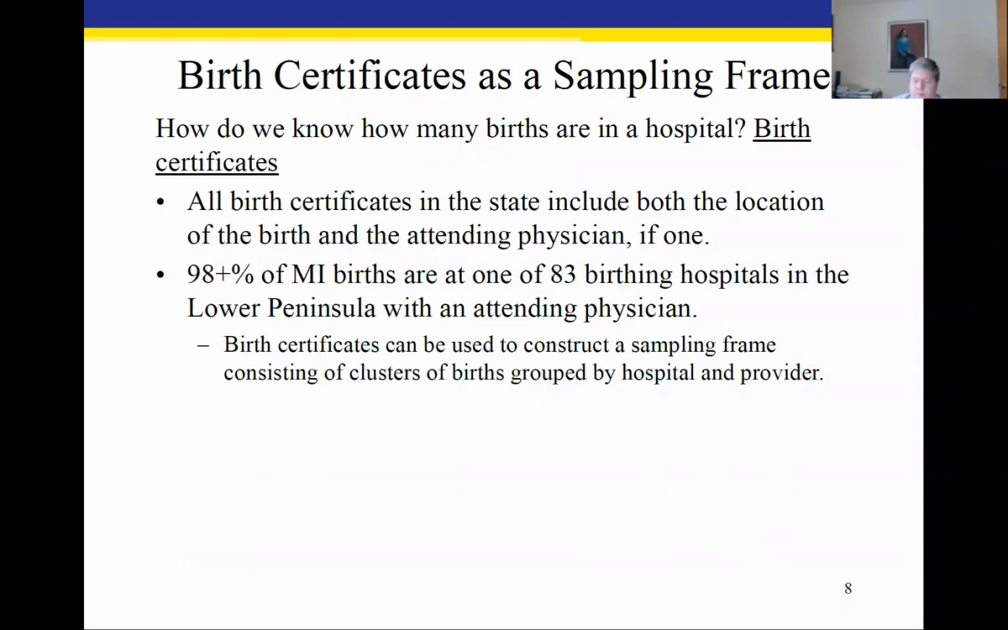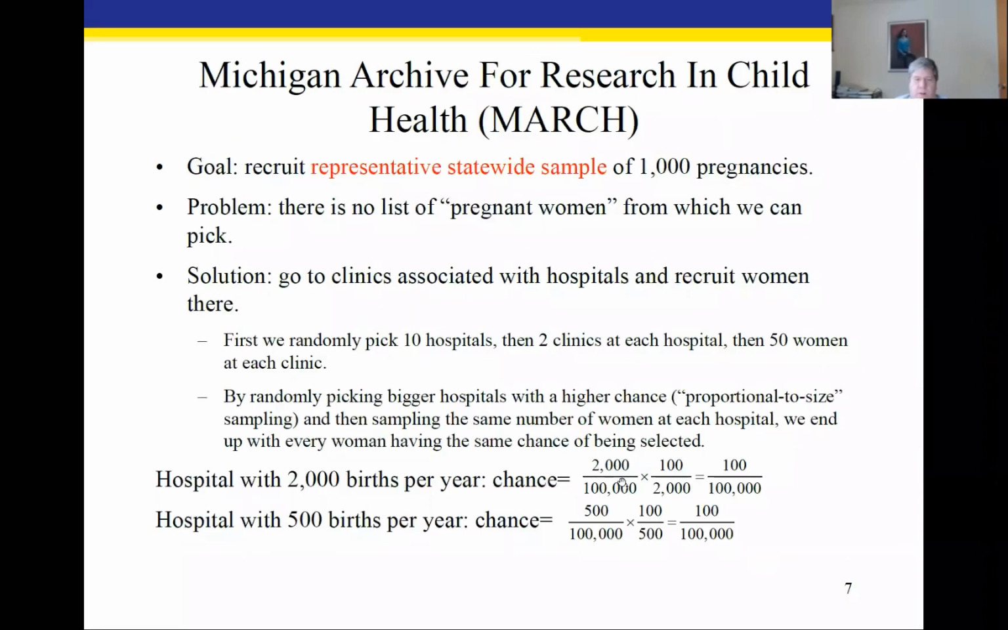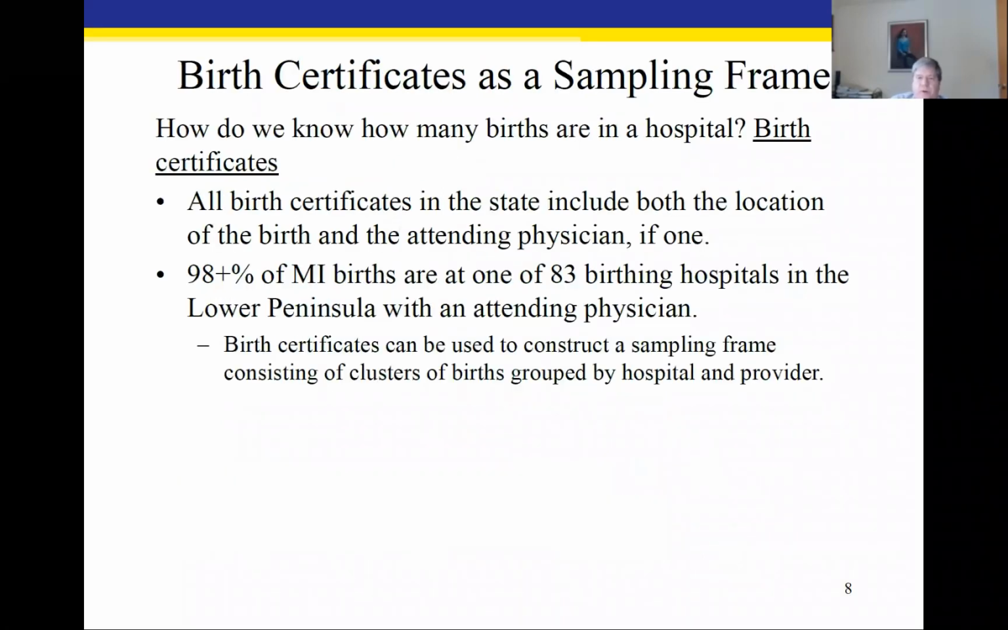So how do we know? We sort of assumed here that we know how many births are at a hospital in a given year. And that's where the secret sauce comes in here. We're using birth certificates. All birth certificates in the state include both the location of the birth and the doctor who was attending, if there was one. And it turns out over 98% of Michigan births are at one of 83 birthing hospitals in the Lower Peninsula with an attending physician. So we've used these birth certificates to construct a sampling frame of the hospitals with the number of births per hospital to get our selection of hospitals.